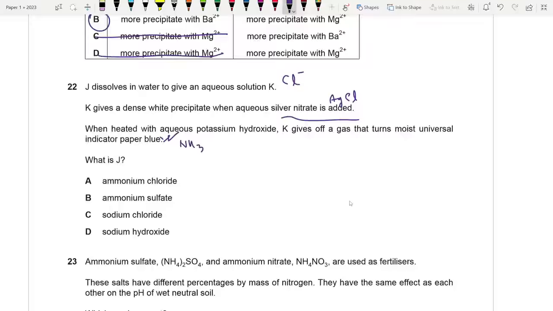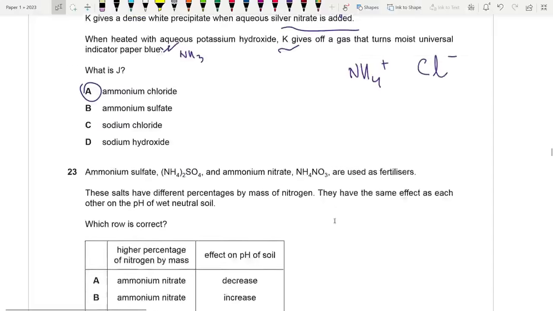Ammonia is released. This is the test for ammonia gas. So K has the ammonium ion as well as the chloride ion. So it must be ammonium chloride, yeah? Test for ammonia positive, test for chloride positive.